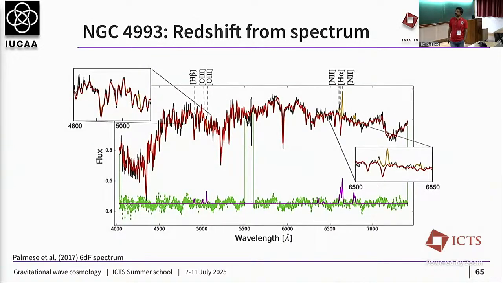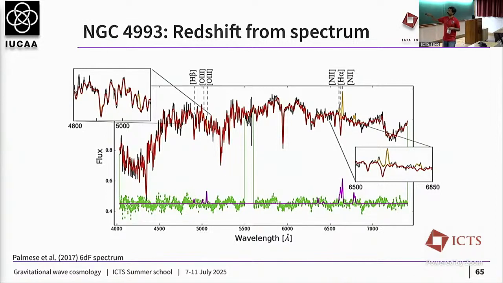So let's look at the galaxy which hosted it. This is the spectrum of NGC 4993. If you look at the spectrum, I think the data is in black, and then there are certain models that you can see in red and yellow. There are certain features in this spectrum, this H beta and the O3 doublets, and then also these N2 lines. They allow you to fix the redshift of this galaxy.